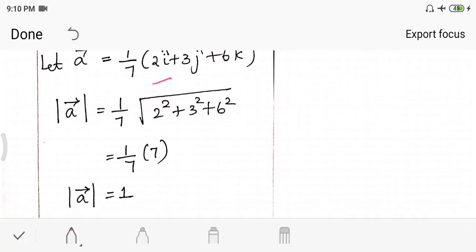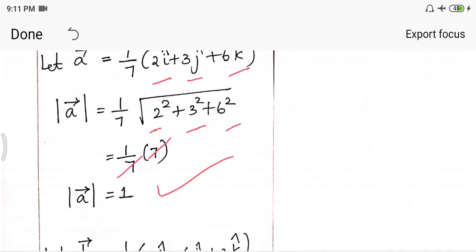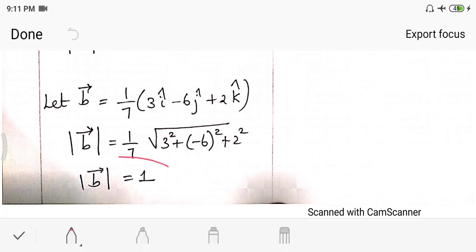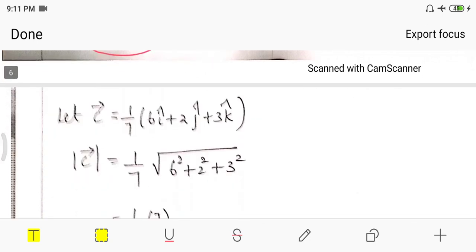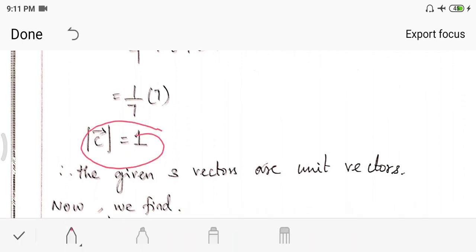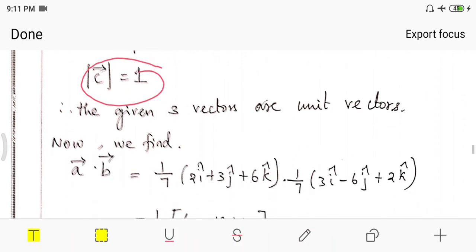So see the components 2, 3 and 6. So 2 square plus 3 square plus 6 square. 6 square is 36, plus 9, plus 4, 36 plus 4 is 40, plus 9 is 49. Square root of 49 is 7. 7 and 7 get cancelled. You get modulus of a vector is 1. Okay. Similarly, for the second one, we get modulus of b vector as 1, so it is a unit vector. Whenever you get a magnitude of 1, that vector is called a unit vector. The last one, c, also we find is equal to 1. So the given three vectors are unit vectors.